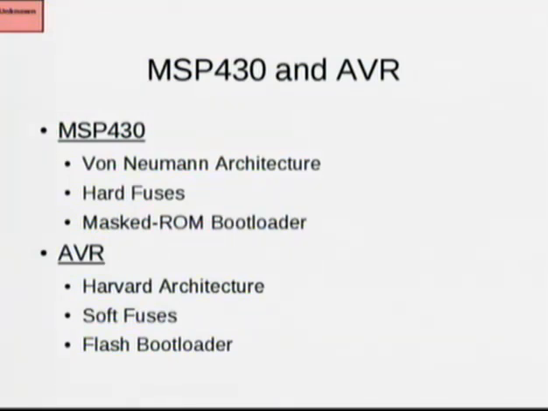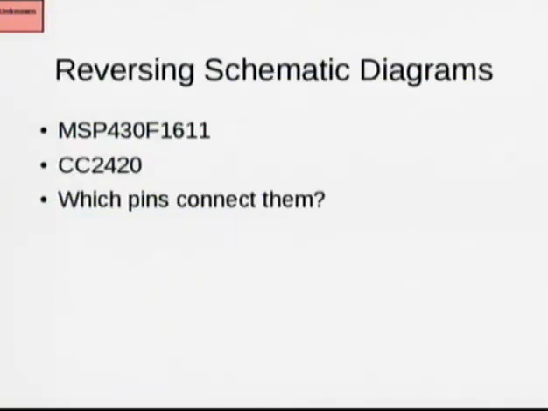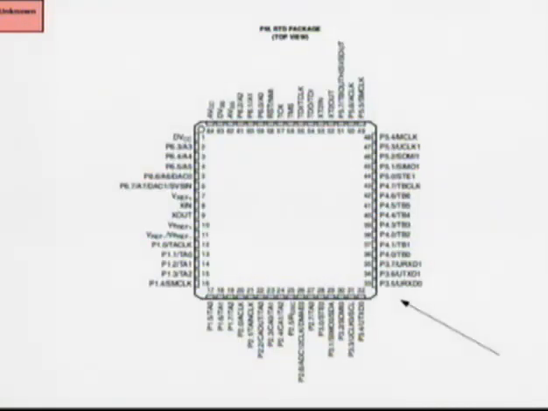Now, to figure out a schematic diagram, suppose that you've got an MSP430 1611 and a ChipCon 2420, and you want to know which pins connect them. This arrow is actually in the wrong place, but the theory holds. These 2 pins are what connect to the host PC. You know this because they are URXD0. That means the universal asynchronous serial port receiving pin 0.